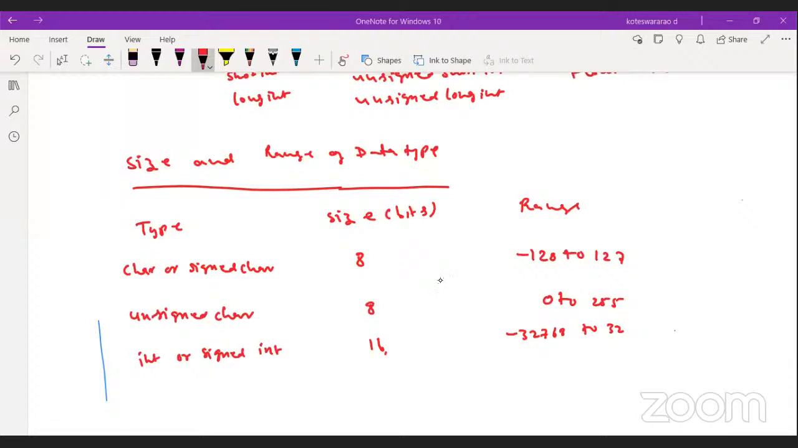Then integer or signed integer, that is 16-bit data. The size is 16-bit, and its range is minus 32,768 to 32,767. And unsigned integer, it is also 16-bit, and it is 0 to 65,535.